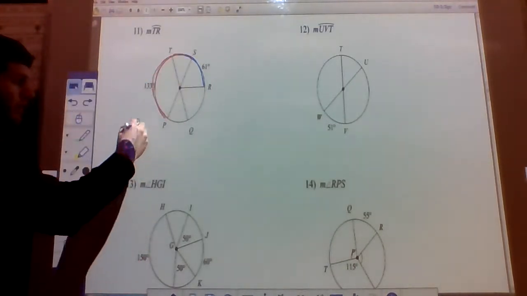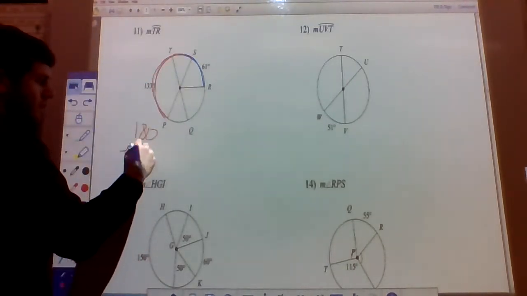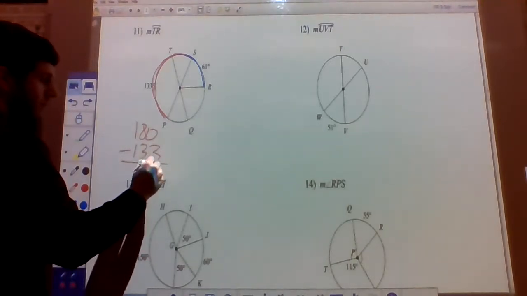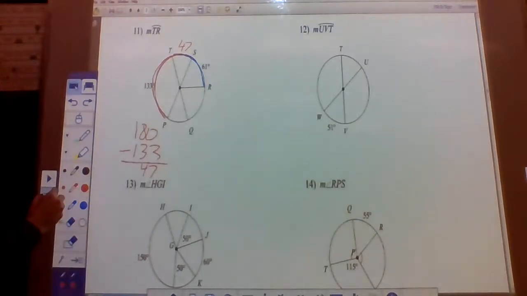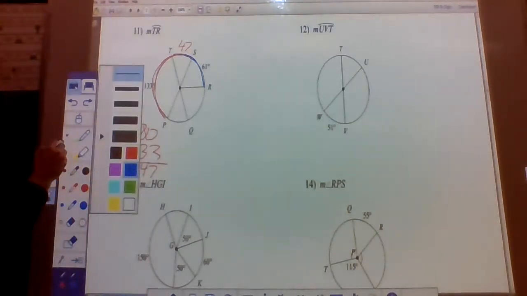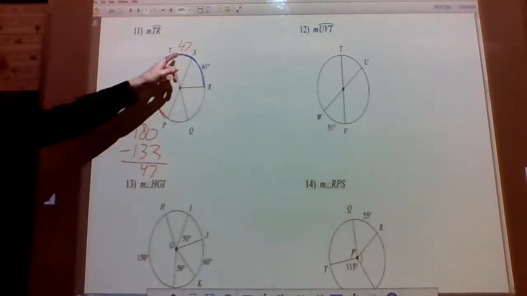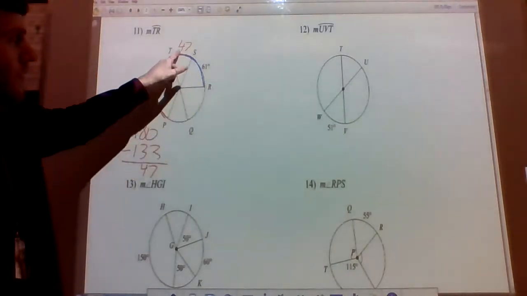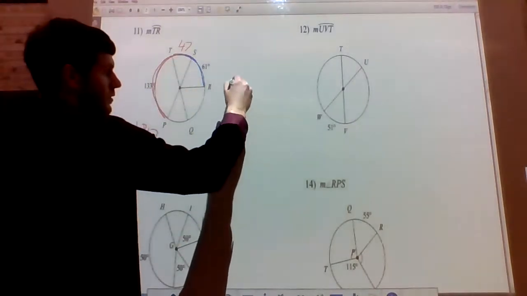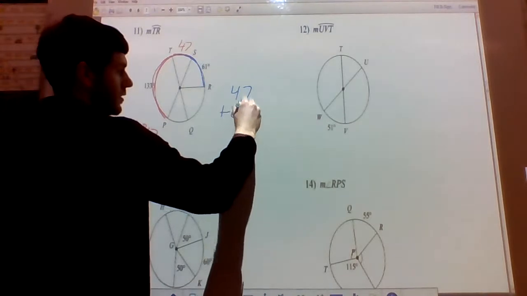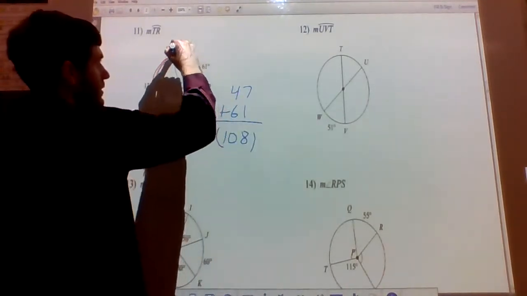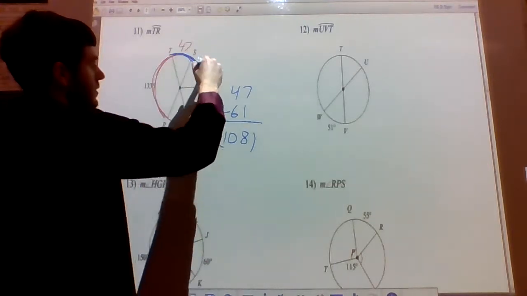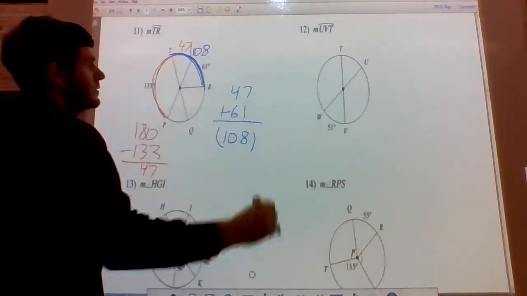So we do 180 minus 133, and we get 47. So this is 47. Therefore, we can add these two together to get the measure of arc TR. 47 plus 61 is going to give us 108. So again, TR is going to be 108.